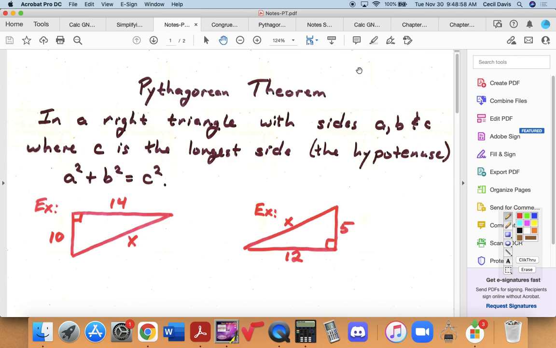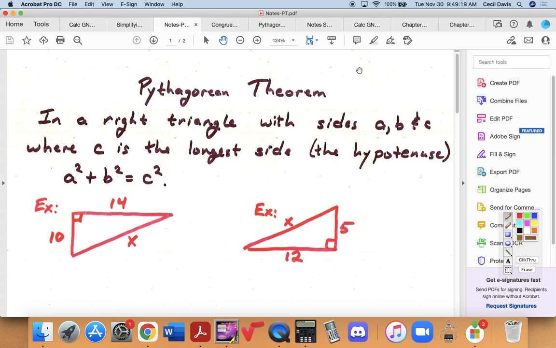It depends. So the Pythagorean theorem says this: in a right triangle with sides of A, B, and C, where C is the longest side, which is called the hypotenuse, which you already know because we did hypotenuse leg in the last unit, that A squared plus B squared equals C squared.